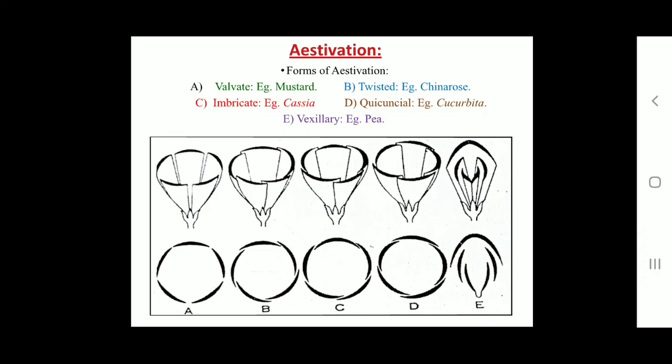And last type, number 5, that is vexillary type of aestivation. It is composed of 5 petals, out of which one posterior is larger. It is known as standard or vexillum. The 2 lateral ones, partially covered by the standard, are known as wings, and the 2 inner smaller ones are united to form a boat-shaped structure called keel. Example, that is pea, and second example, that is gram.